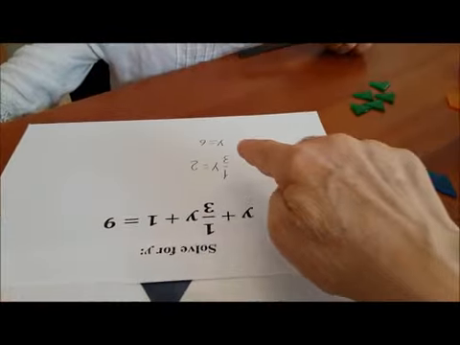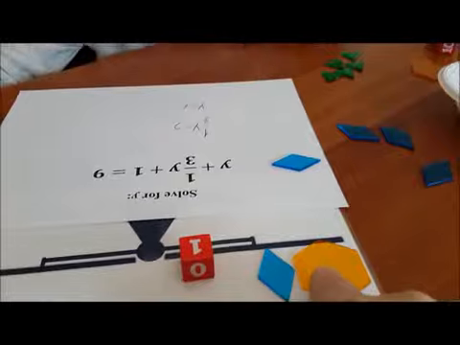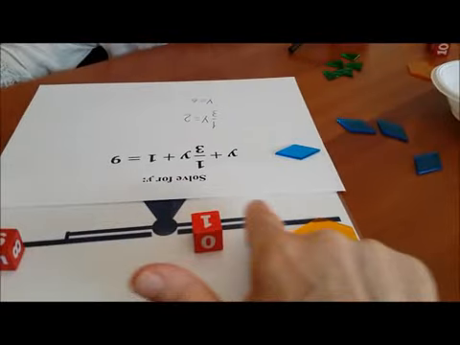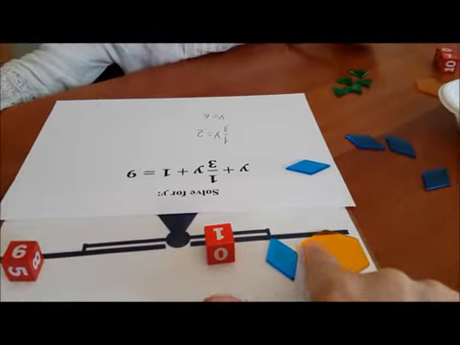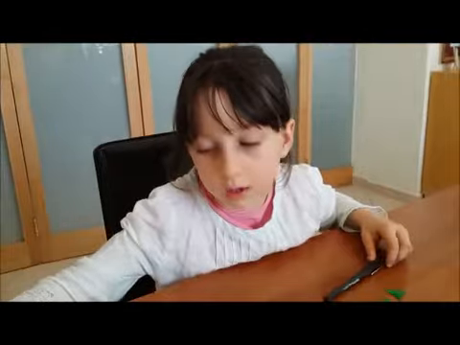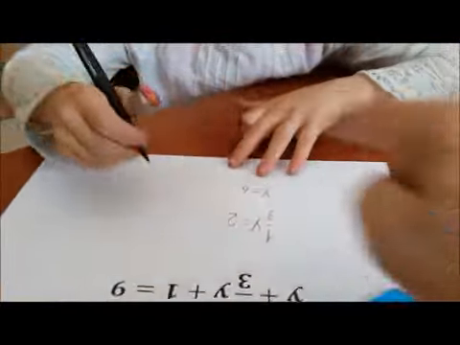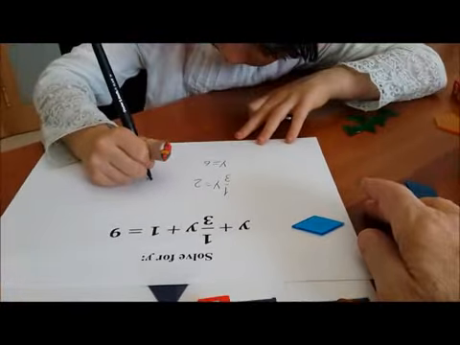Okay, y is 6. And 1/3 of y is 2. So 8, this is 8 and 1, 9. And this side? 9. Okay, please write 9 equals 9 for the check.